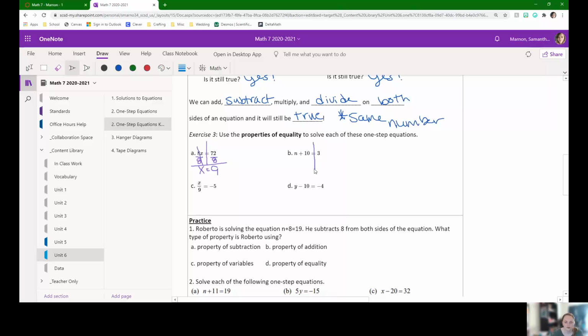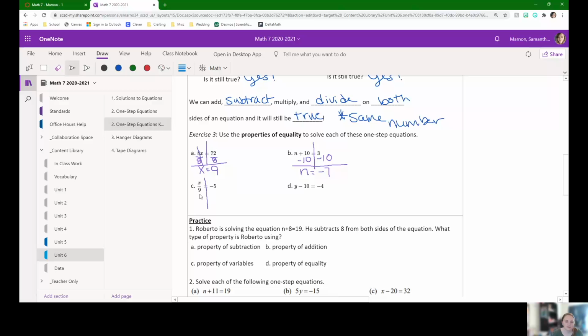For part B, start with the equal sign, draw the line. So I've got my 2 sides. We have n plus 10. I need to do the opposite, so I'm going to subtract 10. If I do it to one side, I need to do it to the other. We're left with n equals -7.